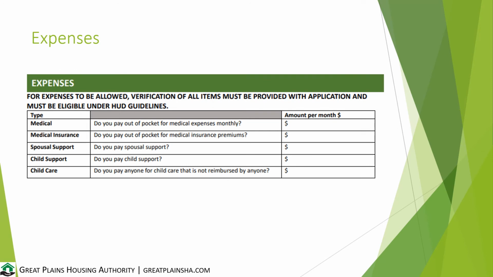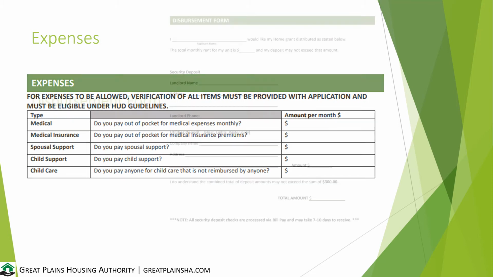You may have expenses that can be taken into consideration for your application. If you have monthly medical expenses, medical insurance, pay spousal or child support, or pay for childcare, you may be eligible. List those expenses on this section of the application and include verifications of those expenses, and the office will review them along with your application.